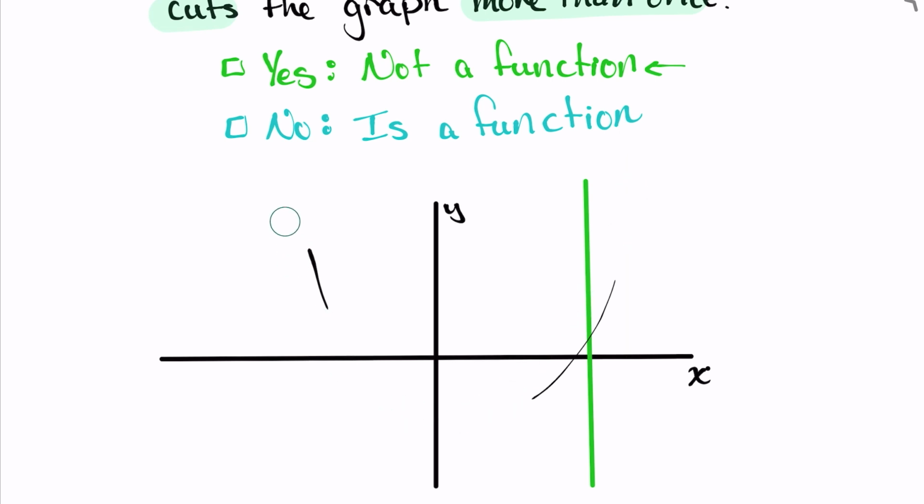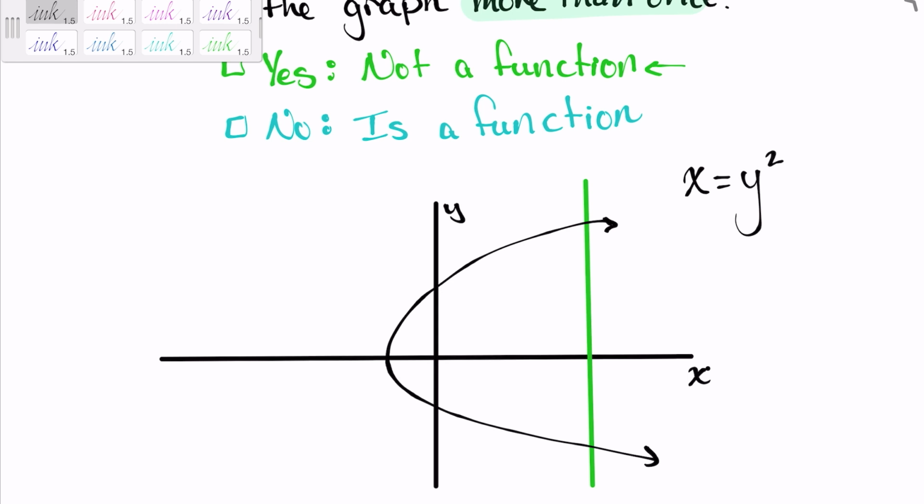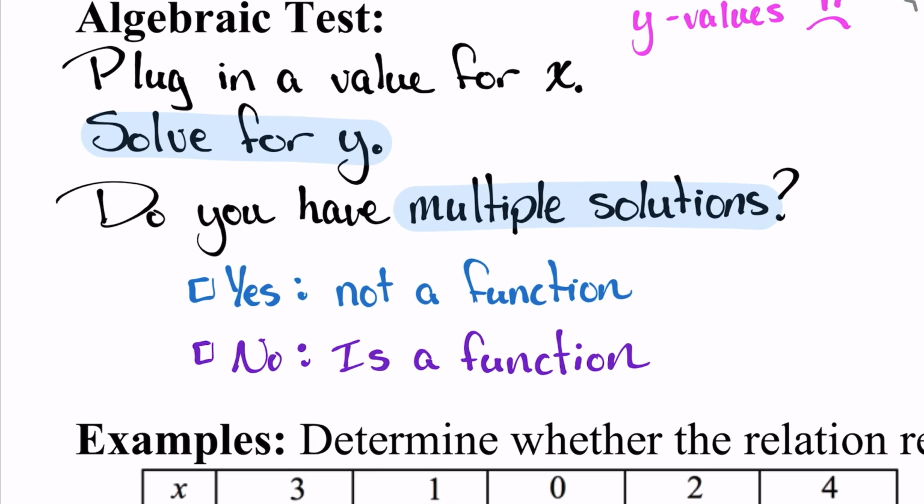We also have some instances where we have, like I said earlier, a drunk parabola. So it looks like this. This isn't the exact equation for this particular parabola, but this is an x is equal to y squared parabola. And so we can see here that there's multiple places where I could move my vertical line and I would hit more than once.